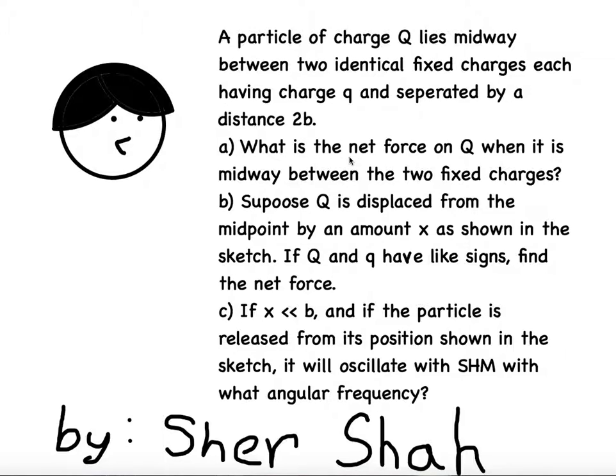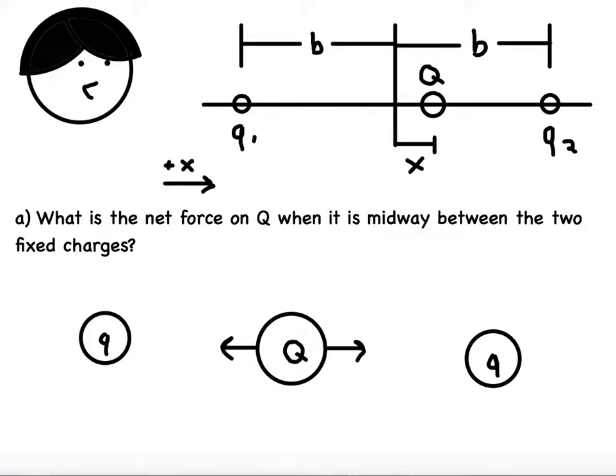A. What is the net force on uppercase Q when it is midway between the two fixed charges? B. Suppose Q is displaced from the midpoint by amount x as shown in the sketch. If uppercase Q and lowercase q have like signs, find the net force. And C. If x is a lot smaller than b, and if the particle is released from its position shown in the sketch, it would oscillate with simple harmonic motion with what angular frequency?